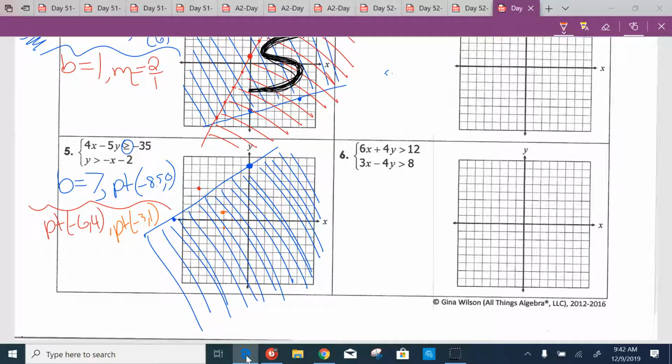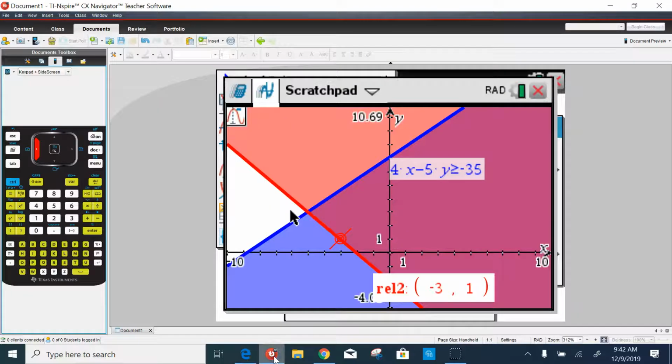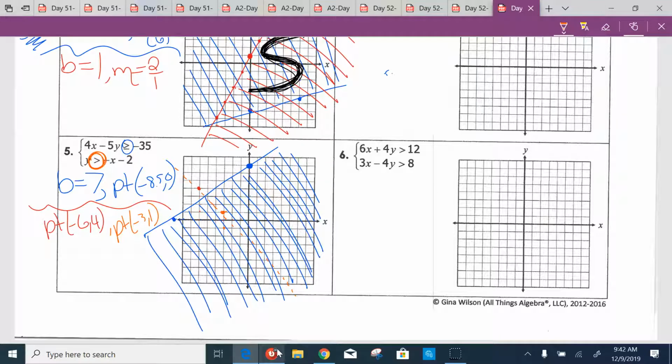Connect those two with a dash line, because the inequality symbol does not have a half equal sign. So this is going to be a dash line. And according to my graph, I want to shade everything above that red line. So everything up here gets shaded in.